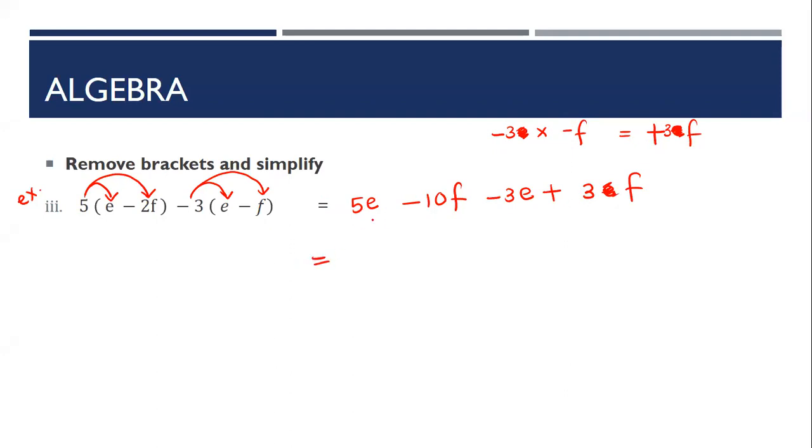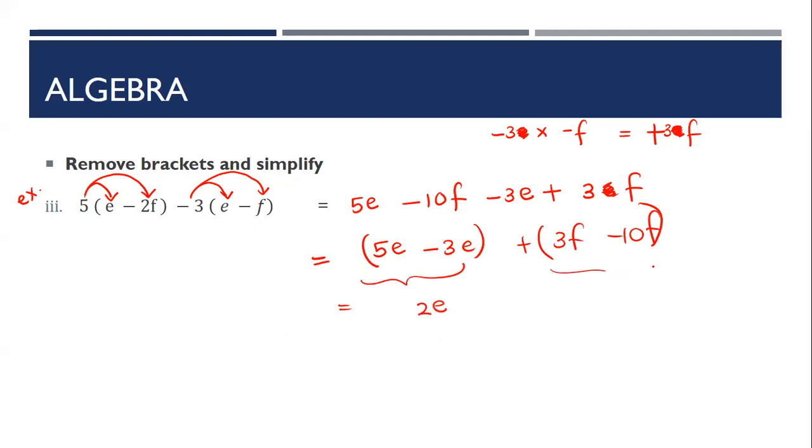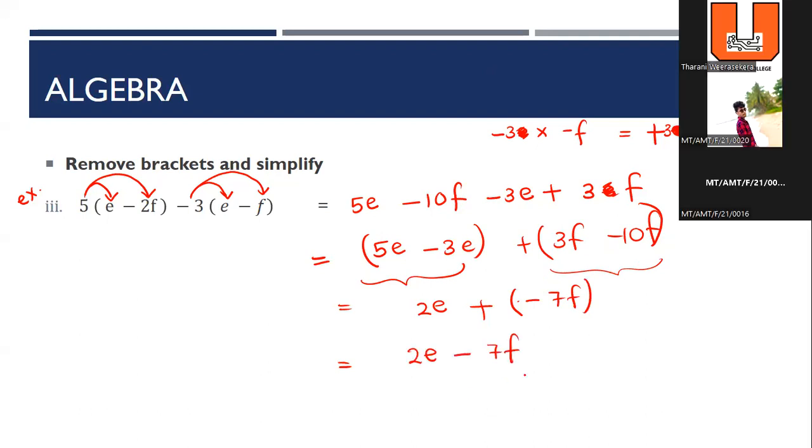Okay, so here I write the e terms, 5e minus 3e, and plus 3f there and minus 10f is there. So here I am getting 5e minus 3e is 2e, and the other is minus 7f. So I write the final answer 2e minus 7f. Okay, so let's check with your answers.